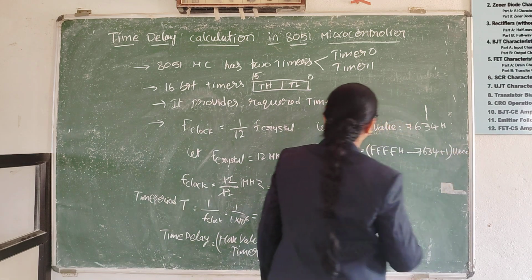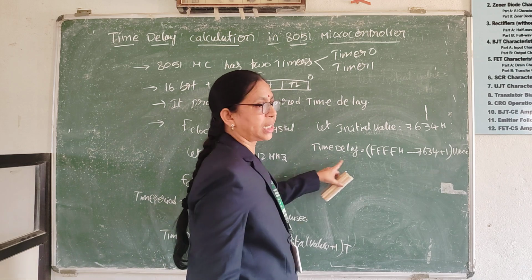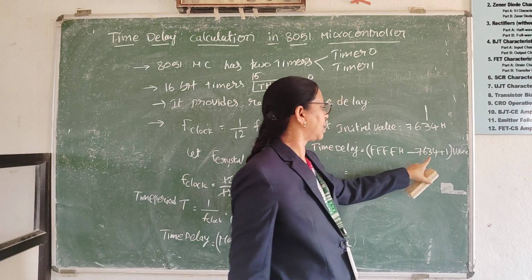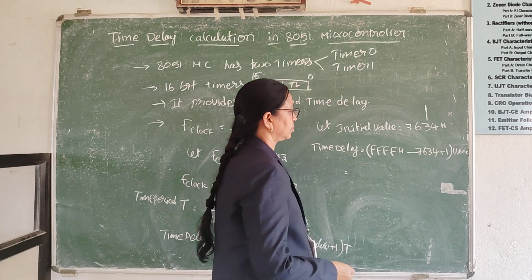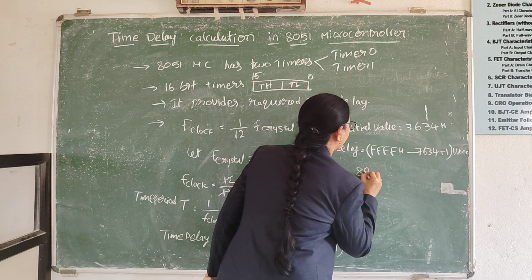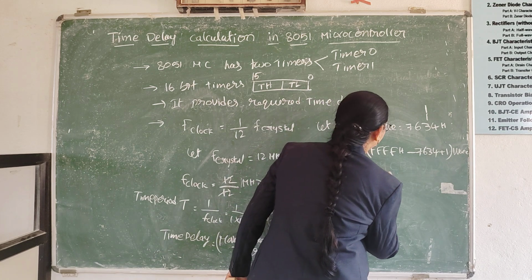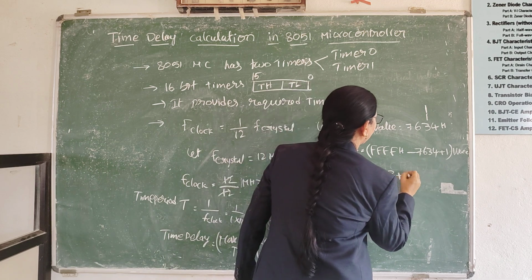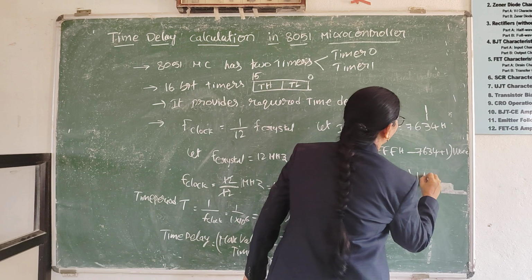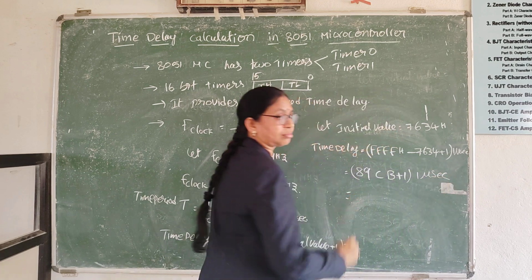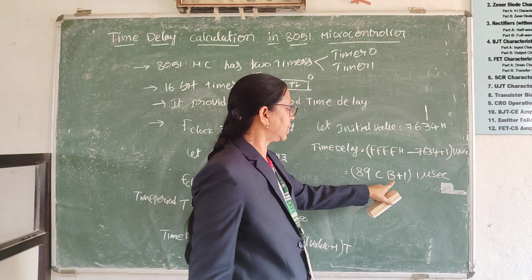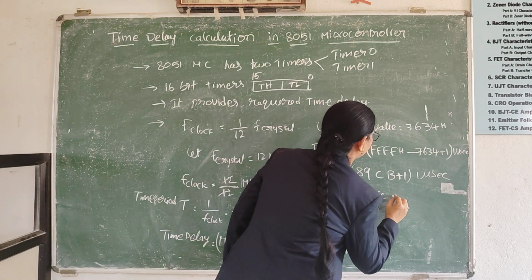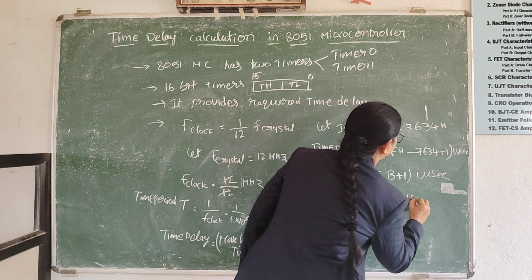Take the calculator, keep it in hexadecimal mode, and do this subtraction. We will get 89CB. By subtracting these two numbers, 89CB plus 1, into 1 microsecond. By adding this 1, the B becomes C, so 89CC into 1 microsecond.